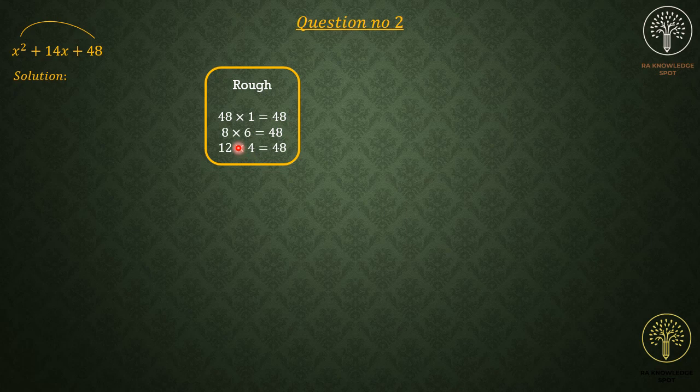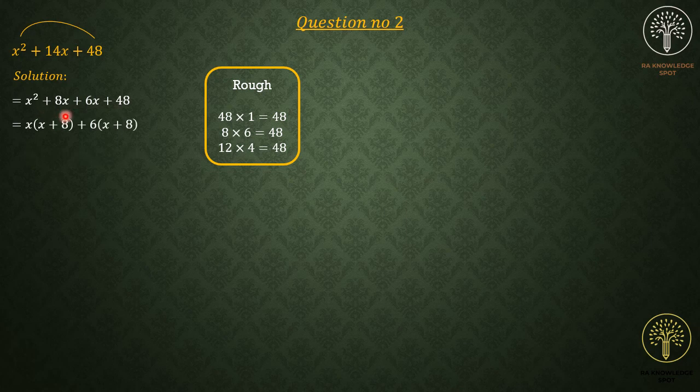Now you have to select one and only one pair. What you have to keep in your mind is that you need 14, the middle term, so this is the part that you have to split. Now you know that when you add 8 plus 6, in return you will get 14x. So we are going to split this 14 as 8 plus 6. Now 8x plus 6x, when you add these two terms, eventually you will get 14x.